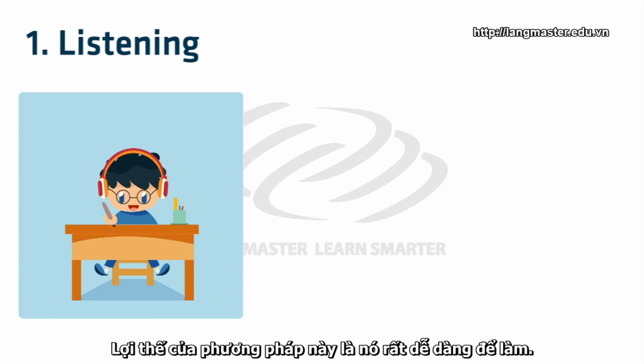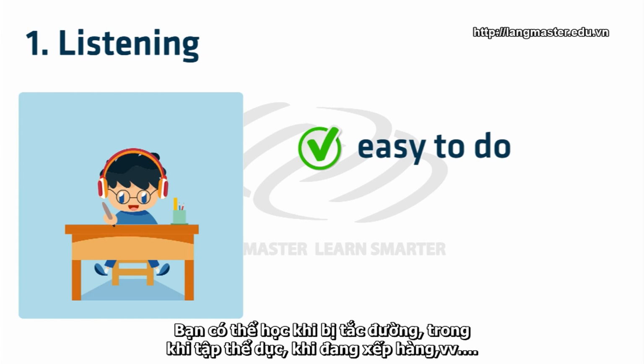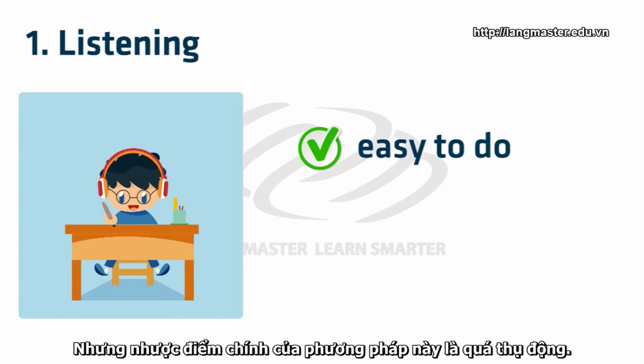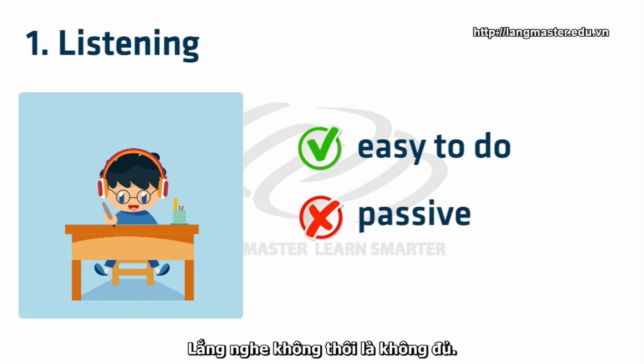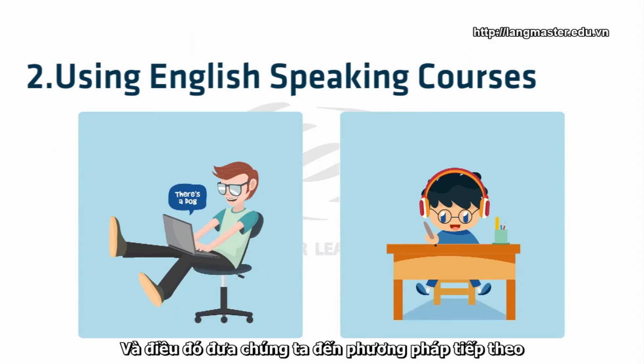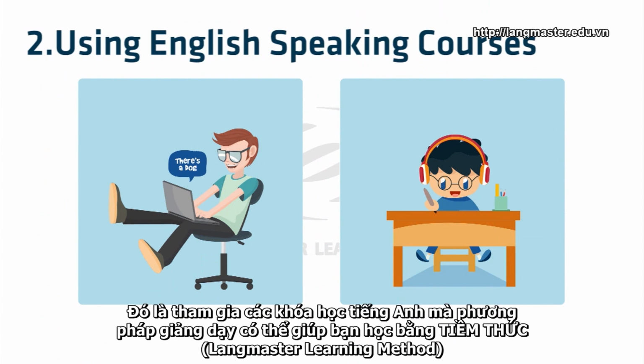An advantage of this method is that it's very easy to do. You can do it while you're stuck in traffic, whilst exercising, whilst waiting in line, and so on. But the main drawback of this method is that it's too passive. Listening alone is just not enough. You have to combine listening with some sort of speaking practice. And that brings us to the next method, which is to use English speaking courses that teach English implicitly.